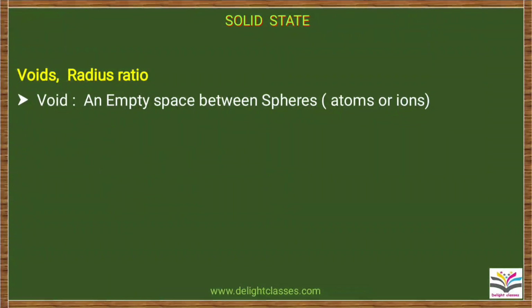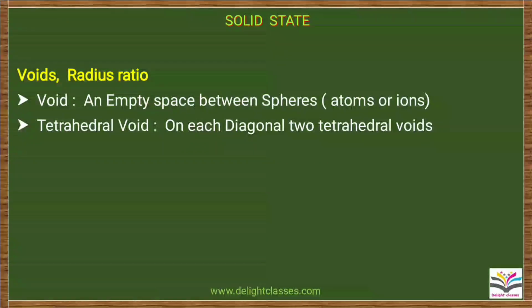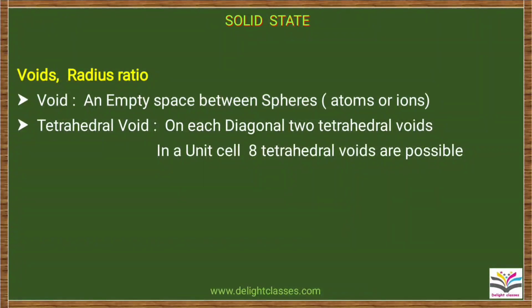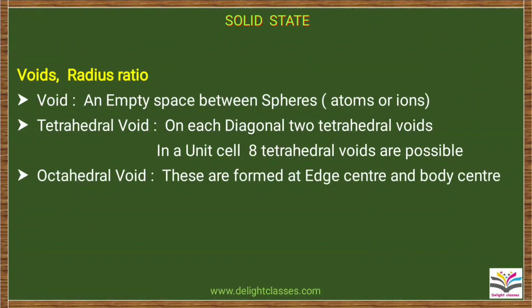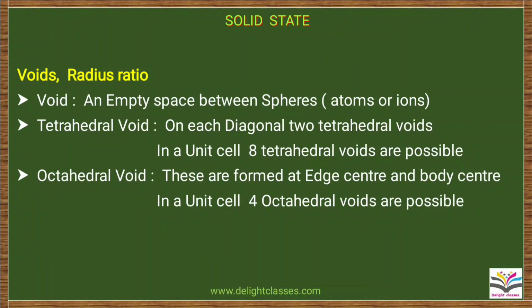Void: an empty space between spheres, which may be atoms or ions. Tetrahedral void: on each diagonal, 2 tetrahedral voids. In a unit cell, 8 tetrahedral voids are possible. Octahedral void: these are formed at the edge center and body center. In a unit cell, 4 octahedral voids are possible.